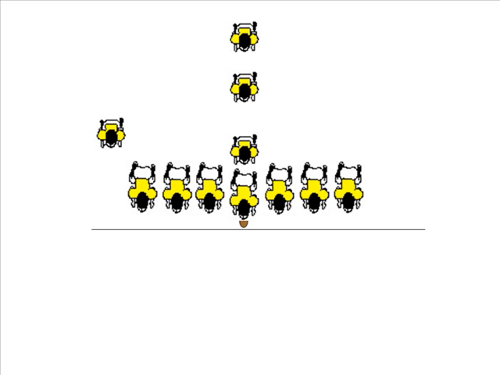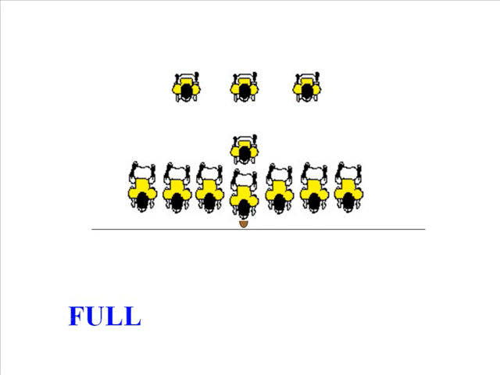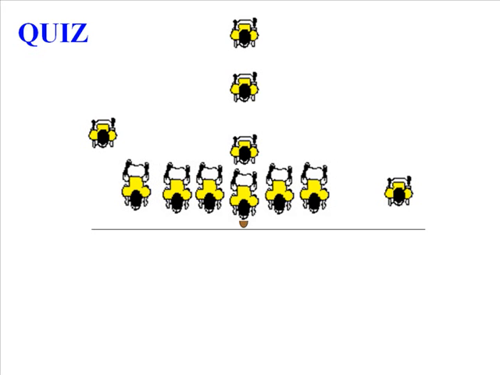Here's a formation. How many players besides the quarterback? 1, 2. Here's the quarterback. 2 others means that we're going to call this a deuce set. All right, how about this one? 3 players besides the quarterback. We call this full. Okay, so let's do a little quiz.